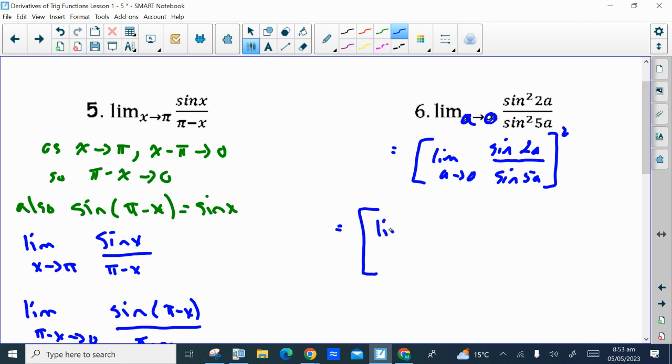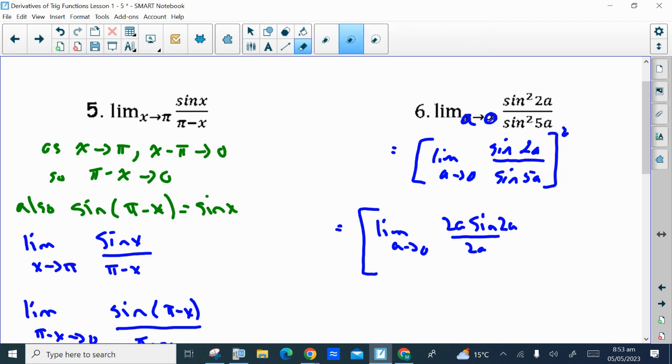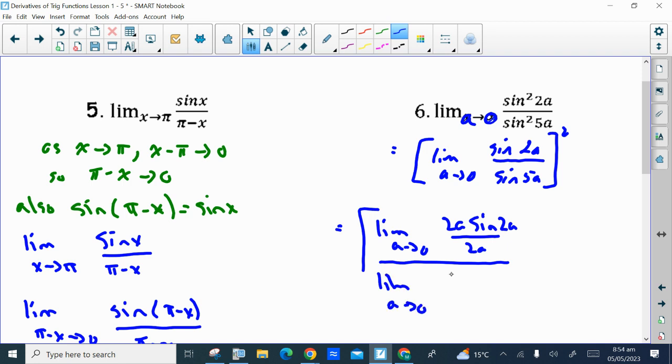And again, I'll break this up into individual limits like we did before. So we'll have 2a sine 2a over 2a, all over the limit as a approaches 0 of 5a sine 5a over 5a, and that's all squared.